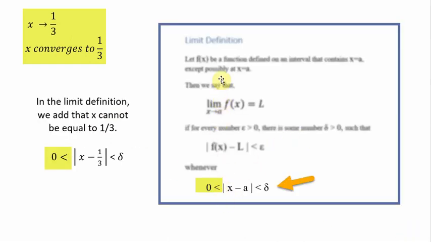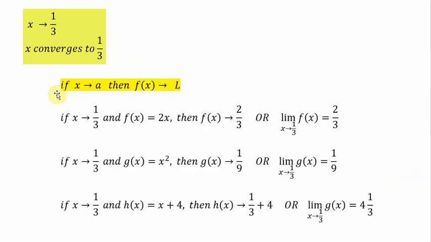So the limit definition has this. It says that the distance between x and a, I've been using 1/3, is eventually less than any positive number. It also has this: it's greater than 0. The idea is x is moving closer and closer to a, but we don't allow it to equal a. Now that's of interest when we learn the definition of the derivative. But once we understand this, the limit idea is easy.